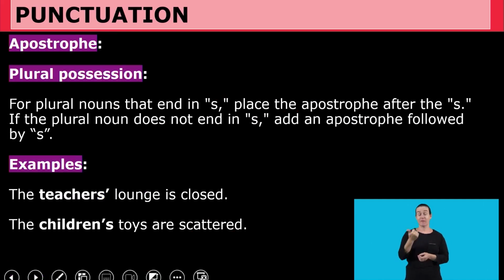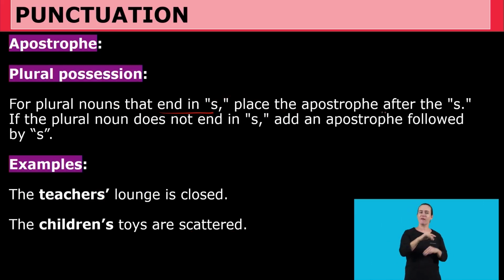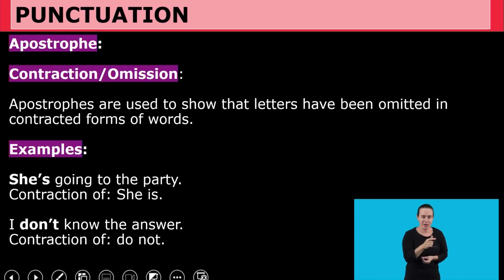Then for plural possession, for plural nouns that end in an S, you place the apostrophe after the S. If the plural noun does not end in an S, add an apostrophe followed by an S. Here we have the teachers' lounge is closed, so we have plural teachers, the apostrophe goes after. And the children's toys are scattered. Children does not end on an S, although it is plural, so we add the apostrophe S.